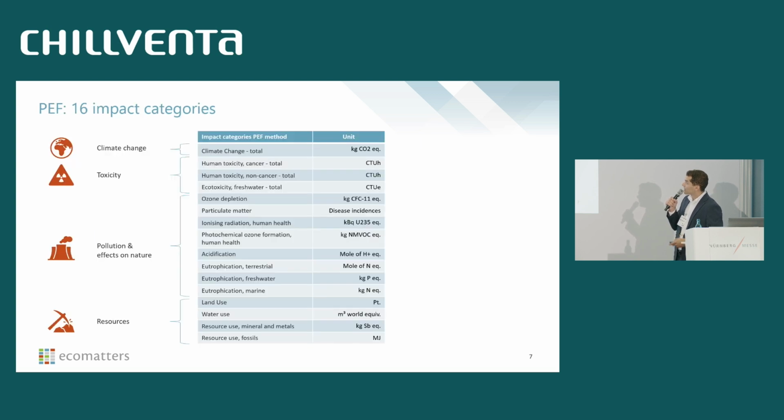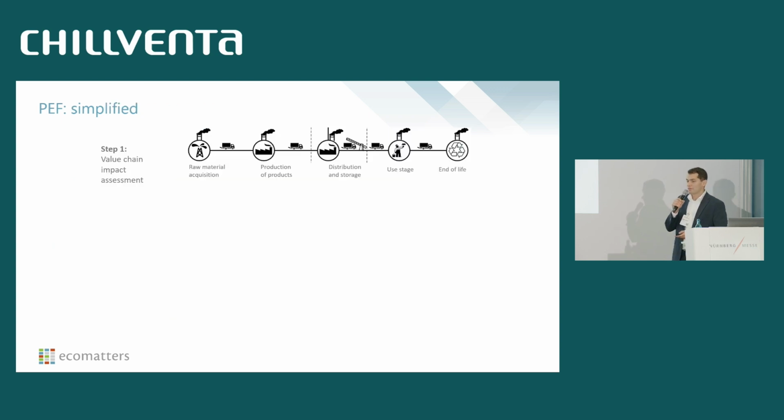But this, I think, is more interesting to show. So in PEF, you have these multiple impact categories. So of course, there's climate change, where you express the global warming potential in CO2 equivalents. But you also have a lot of impact categories around toxicity, pollution, other effects on nature, and the use of resources. So these are all automatically included in PEF studies to express environmental impact in a holistic way. So yeah, very simplified, in a nutshell, explanation of how PEF works.